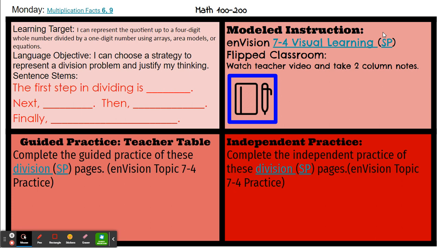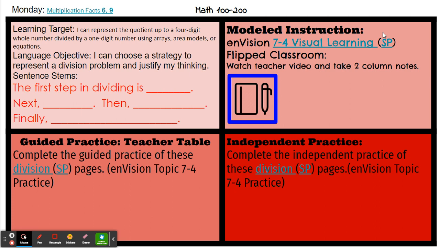I can represent the quotient of up to a 4-digit whole number divided by a 1-digit number using area models or equations. And the language objective: I can choose a strategy to represent a division problem and justify my thinking. And there are some sentence stems to help you.